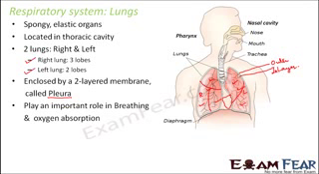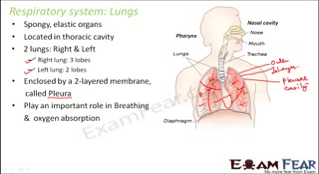Now this cavity, which is known as the pleural cavity, between the two layers, as I said, that space is known as the pleural cavity. And this pleural cavity contains a fluid which is used to provide lubrication and also to prevent friction. So that means, as I said, when we breathe in, the extra air is accommodated inside the lung and that happens because of its elasticity. So it plays a very important role in breathing and oxygen absorption.